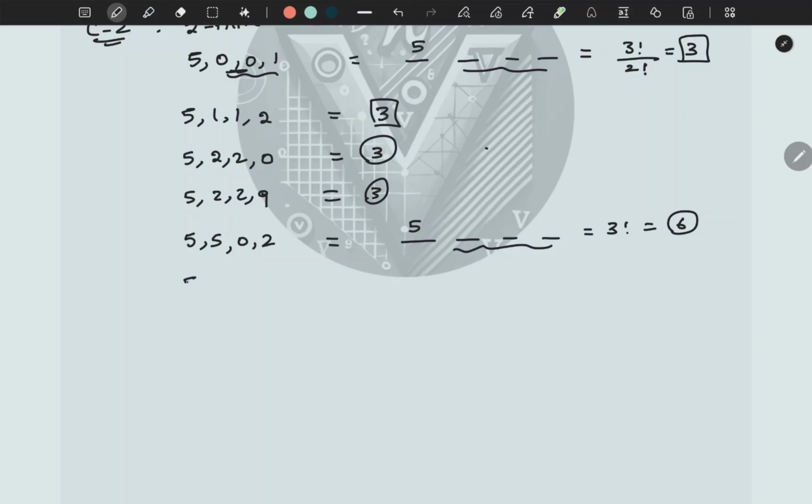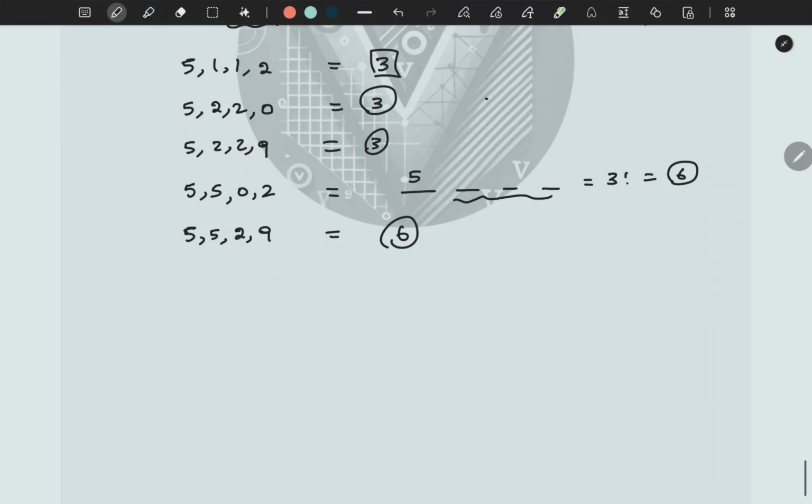So here we get 6. Okay, 5. What if 5 is repeated twice? Instead of this, what if I write 5 plus 5 is 10, 10 plus 2 is 12, 12 plus 9 is 21, dear students. Now how many ways can we arrange this? Here also we get 6 ways, dear students. I hope you are following this.